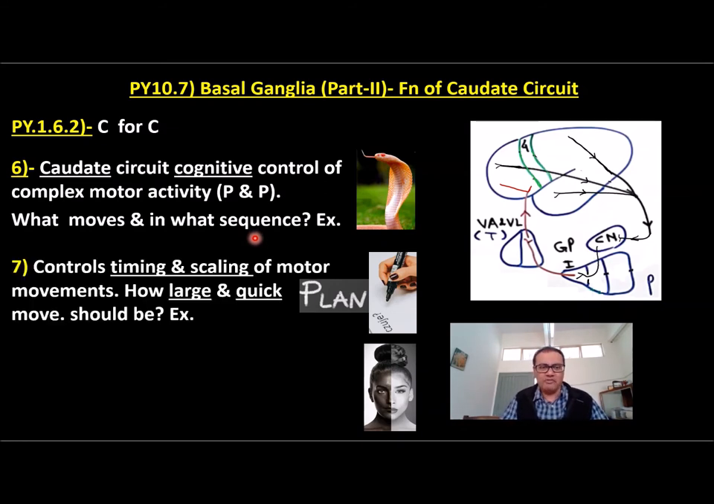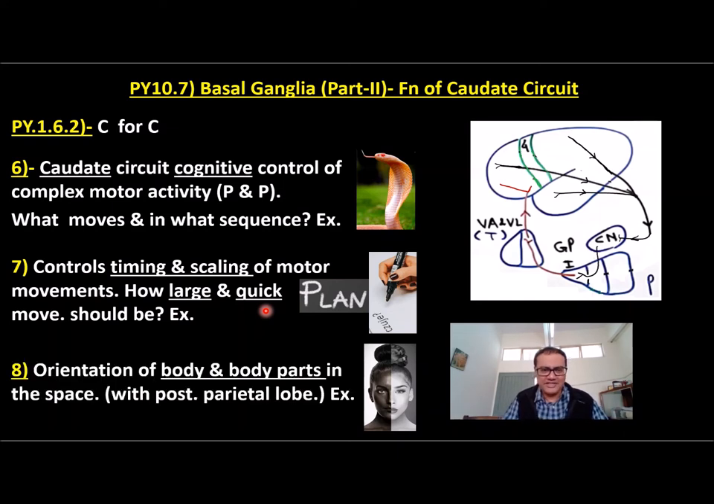A second function of caudate circuit is it controls timing and scaling of motor movement. Means how large the movement should be and how quick the movement should be. For example, suppose somebody is writing on a blackboard, the font or the size of letters will be large, while the same person writing on paper, of course font size will be much less. Speed also is decided. So as per situation, timing and scaling is decided and it's a function of caudate circuit.